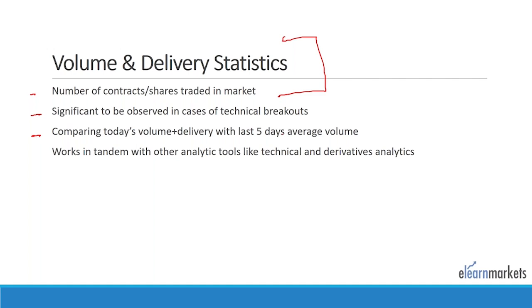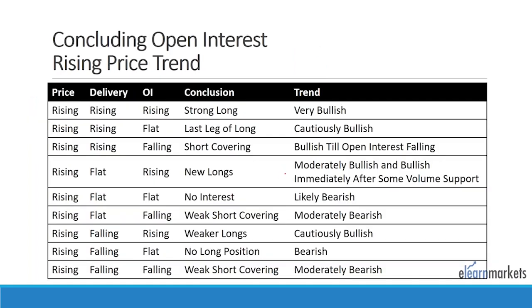The number of contracts traded in the market has significance to be observed in case of technical breakouts. Comparing today's volume and delivery with the last 5 days' average volume is important. Why? Because maybe because of rain today, volume or delivery is not so much. And if you just compare the delivery changes vis-a-vis yesterday, then obviously you get a distorted picture. So always averaging out the delivery statistics for comparison purposes is recommended. It works in tandem with other derivative, both technicals as well as derivative analytics. Now this is the metrics which one has to really learn and adapt.